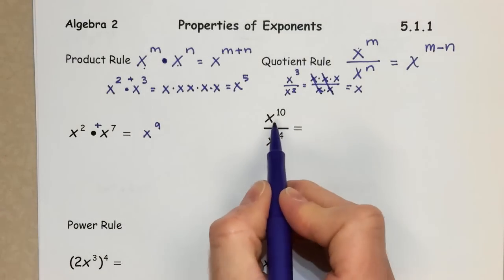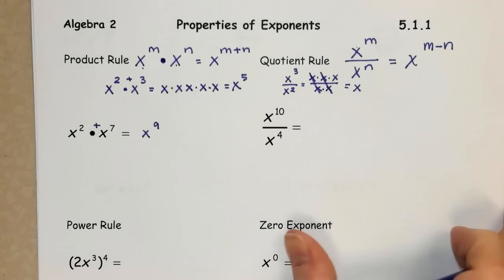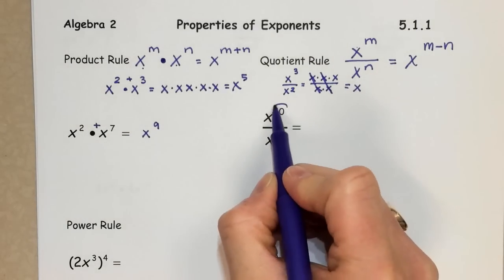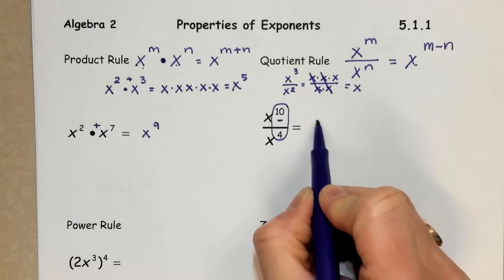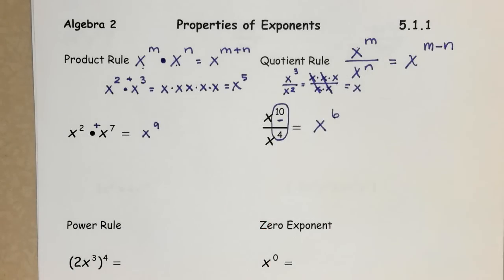So for example, if I have something like x to the 10th divided by x to the 4th, I can know that 4 pairs of x's would cross out. I can just subtract these and get x to the 6th without having to show the work.